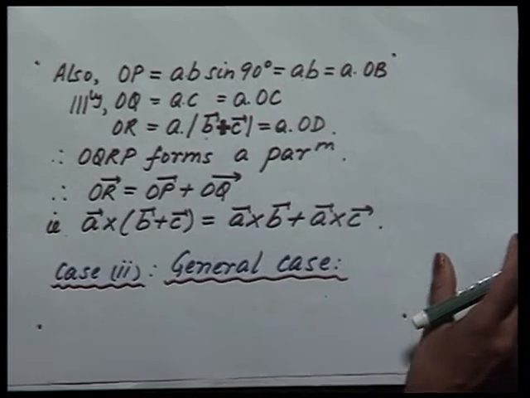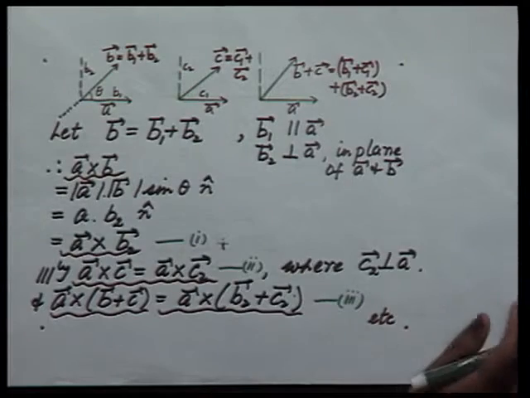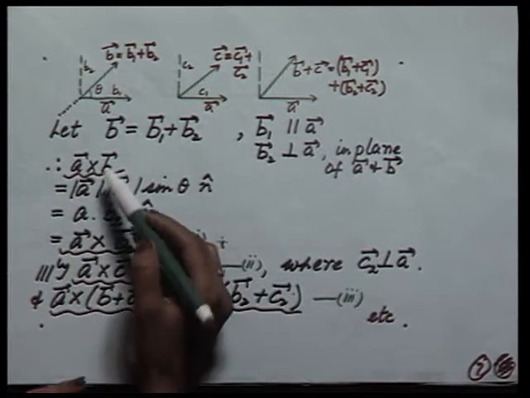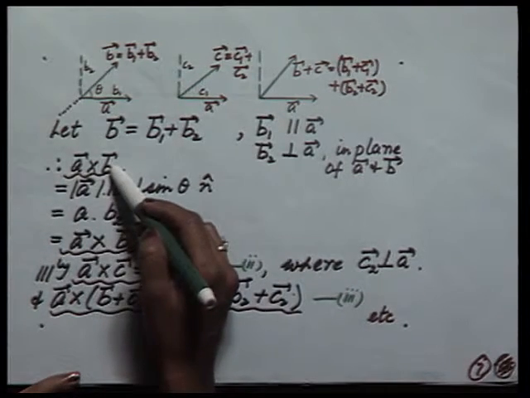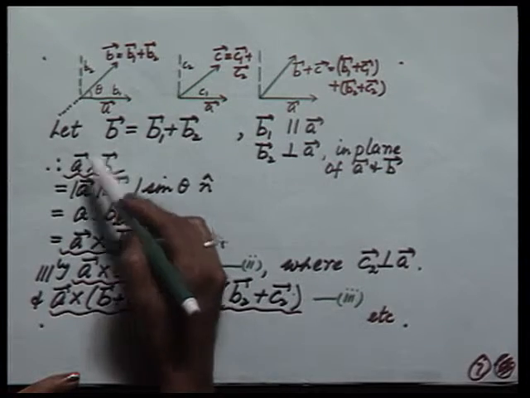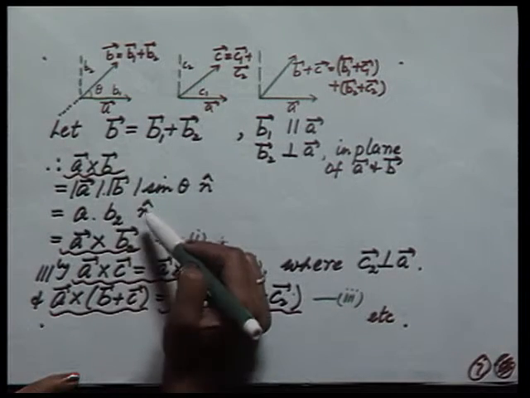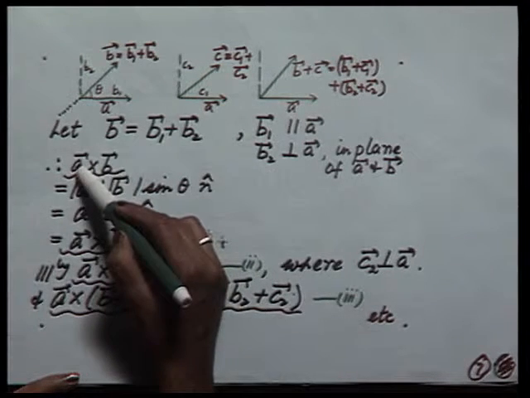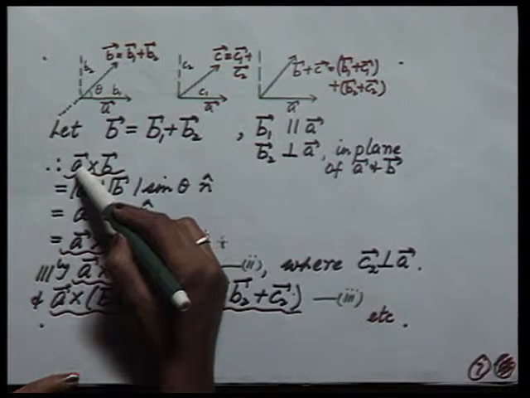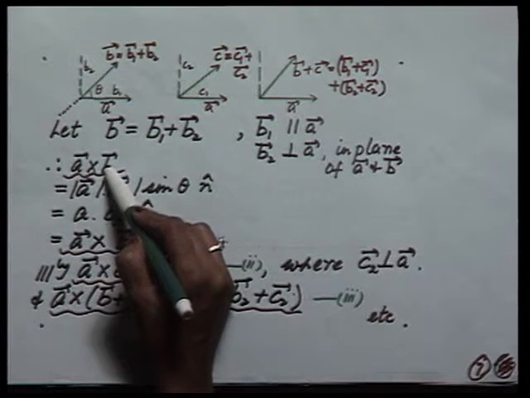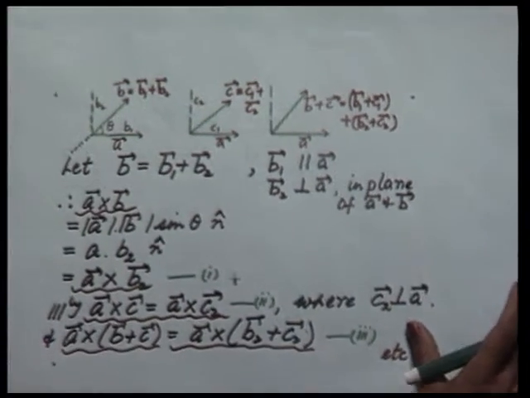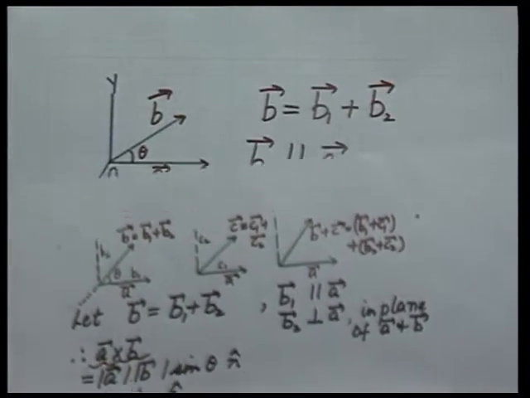Case 2, general case. Now, what I try to do is to write A cross B as A cross B2, where B2 is a vector which is perpendicular to A. Okay. So, let me show you how we do this. B, of course, now need not be perpendicular to A. However, what we do is, I will show you on a larger diagram.